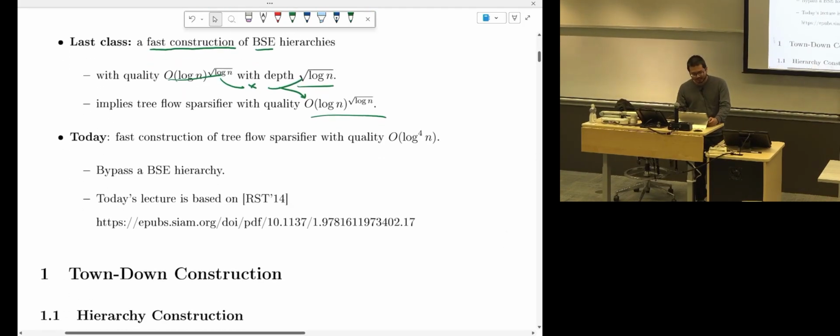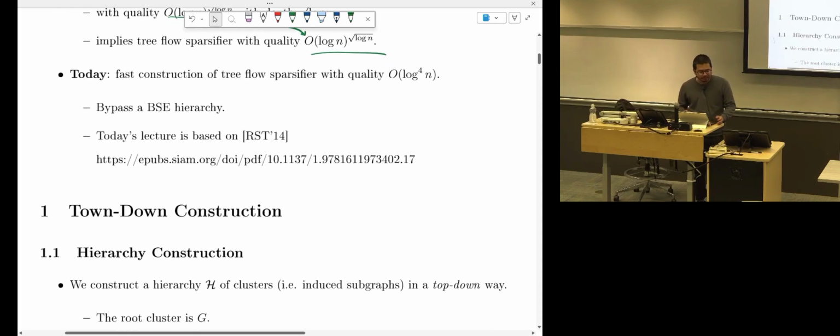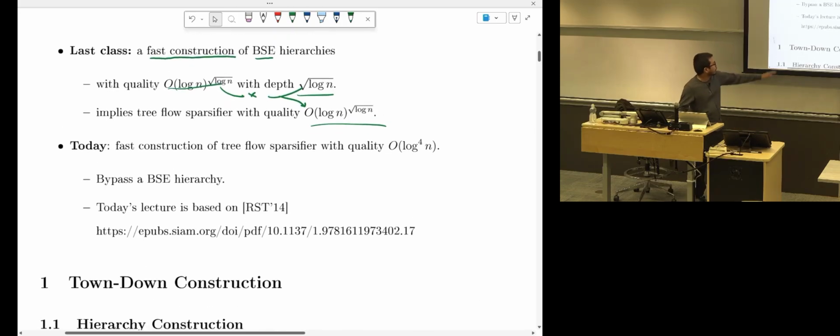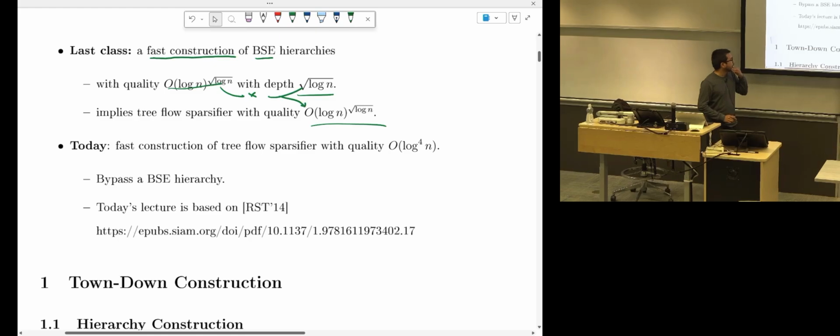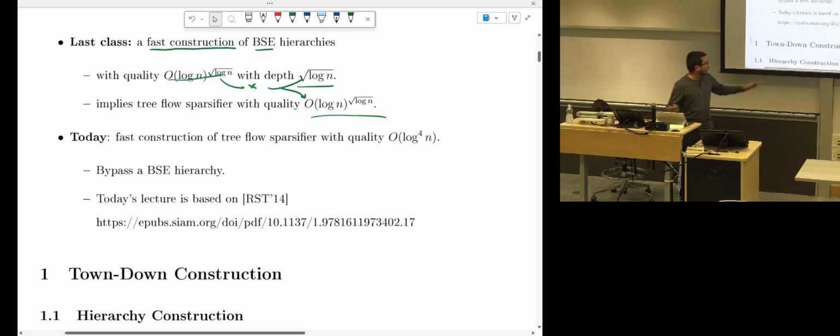The way that we're gonna build this is gonna be top-down. I'm first going to describe how to construct some hierarchy, and then from the hierarchy, it will define the tree in a natural way. So first, let's see how to construct the hierarchy.